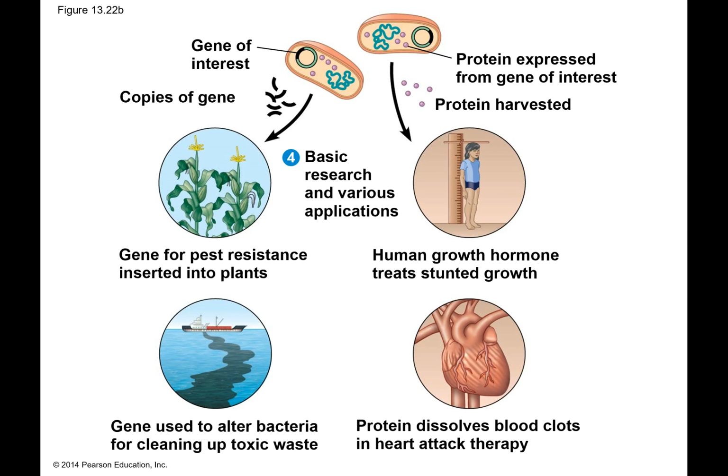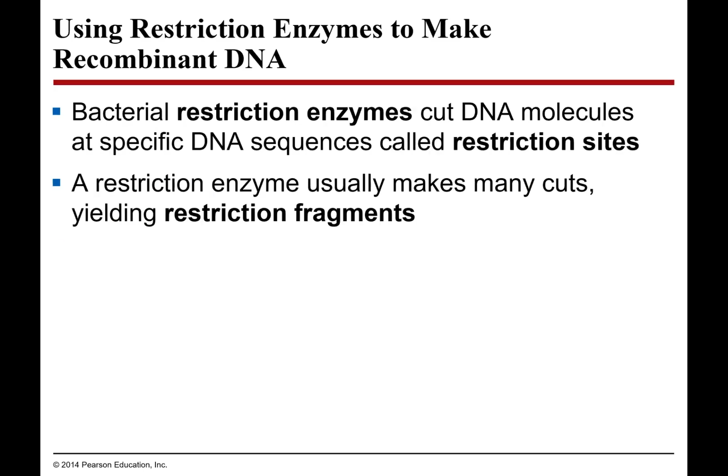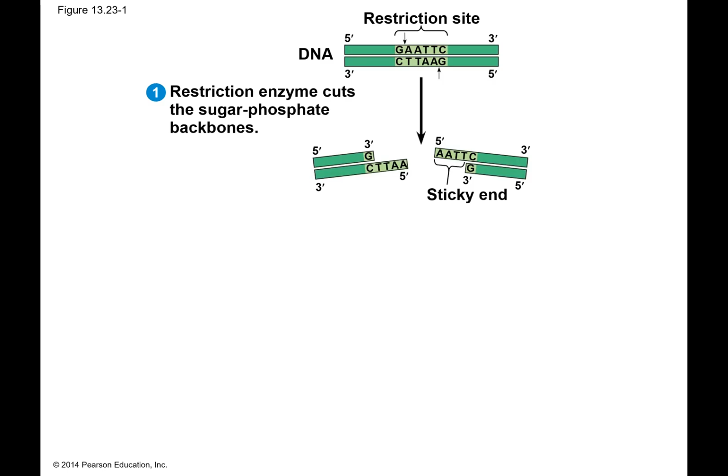Like I mentioned before, we use this for looking at gene therapy, looking at crops and agriculture. In this case, a gene used to alter bacteria for cleaning up toxic waste, human growth therapy or gene therapy. Forensics is another one. If you get a copy of a gene or a piece of DNA from a crime scene, and you want to make sure you have enough of that sample so that you don't lose it, things of that nature. All right, so that's gene cloning, and we started to talk about restriction enzymes.